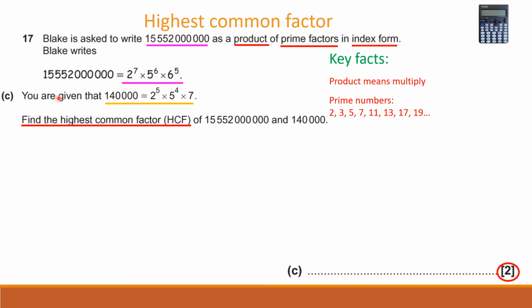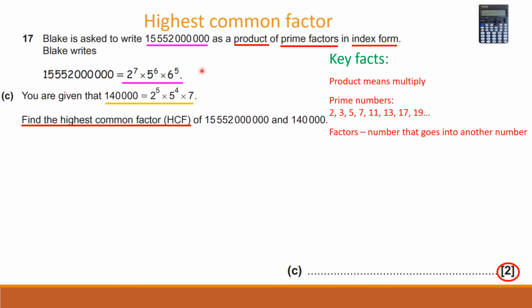7, 11, 13, 17, 19. These are just the first few. It is any number that can be divided by 1 and itself. You can see here that all these numbers at the bottom are prime numbers, all of them except this one. So if you go back to a previous video, you will see why this one is not a prime number, and we will deal with that later.